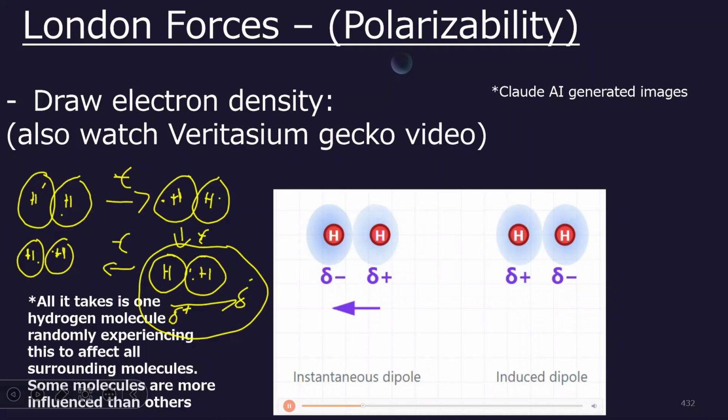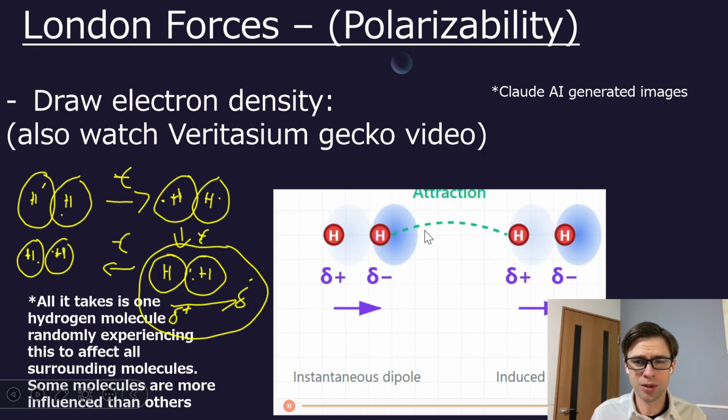So the instantaneous dipole actually causes electron density in nearby molecules to shift because of its own shift, right? It gets polarized negative and positive on one side, and it will make nearby molecules polarized just by approaching them. And that will create an attraction because you've got negative near positive, positive near negative. So this requires a bit of freedom in the electron movement in the molecule, right?